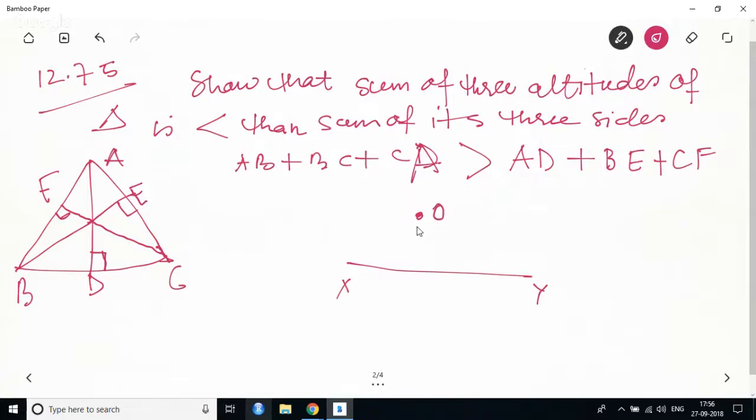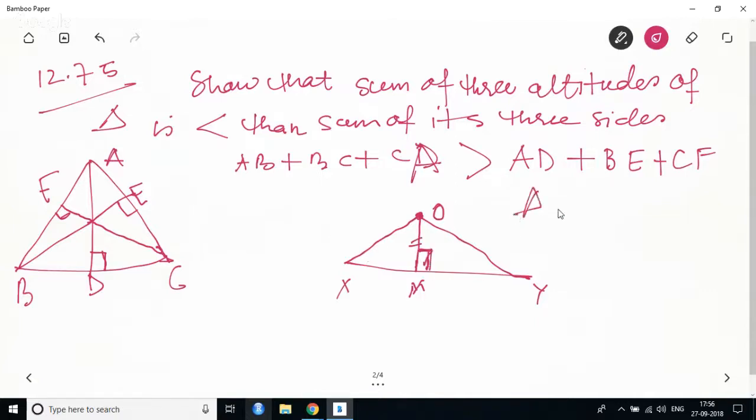So what is the minimum distance of point O from XY? The minimum distance of any point from any particular line would be the perpendicular distance drawn from here. Try to understand, if this is OM and this is OX and OY, the minimum distance would be OM, not OX or OY. Why? How to prove it?